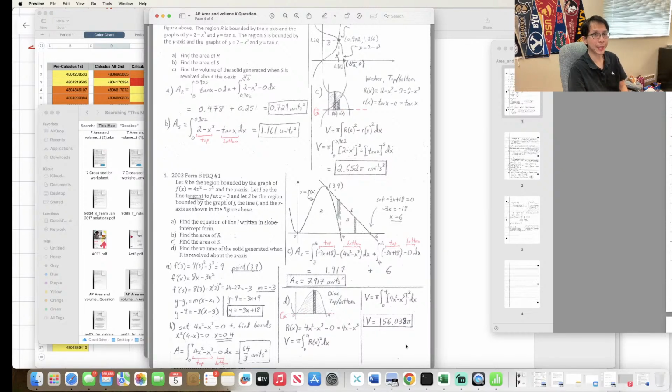You use a calculator, find the intersections. So try to do that now.